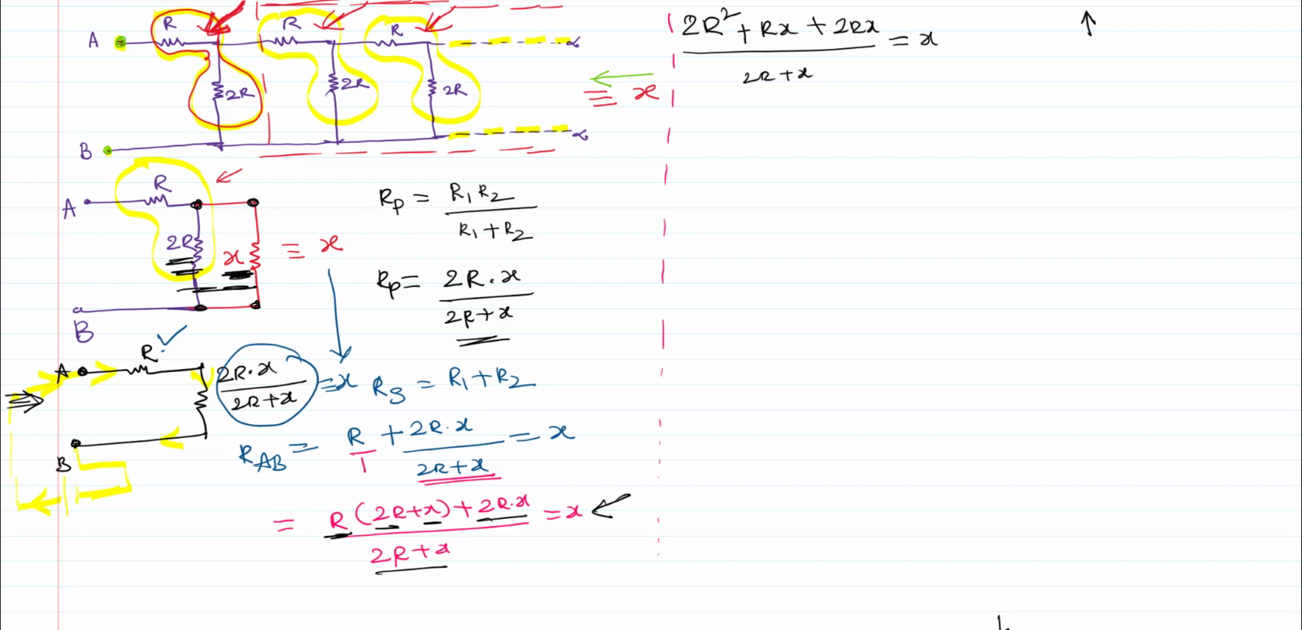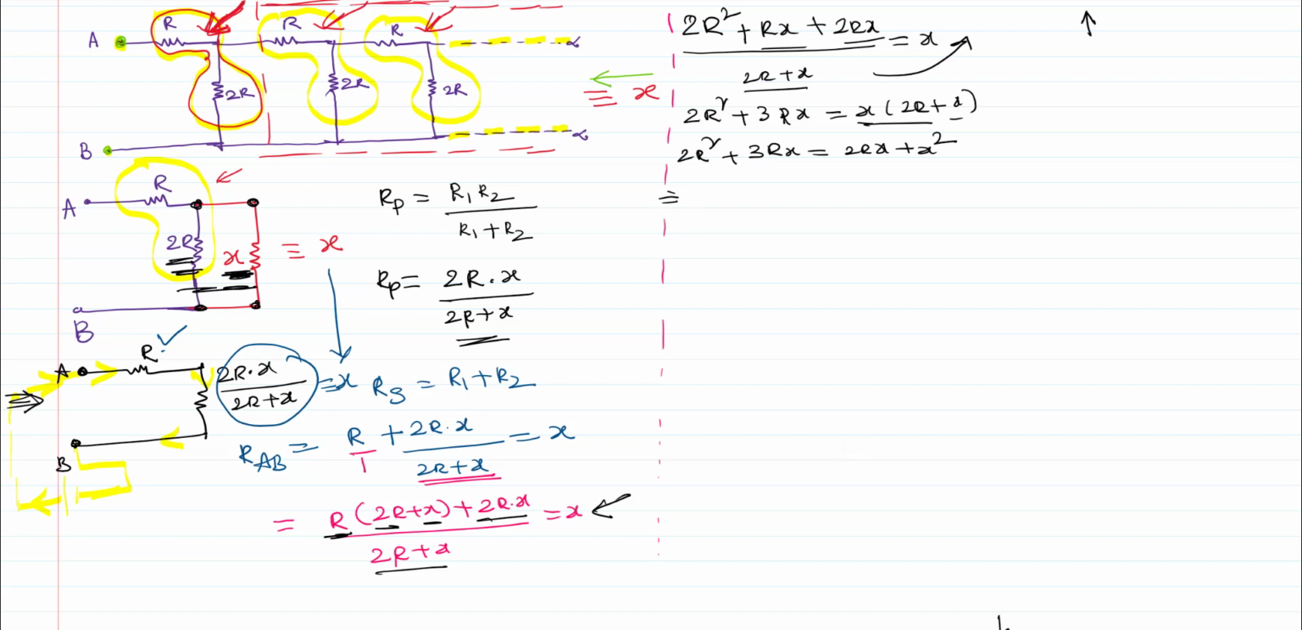Then 2r square, 2rx and rx, 3rx equal to, let us take this term to this side, x of 2r and x. So 2r square plus 3rx is equal to 2r into x into x is x square.